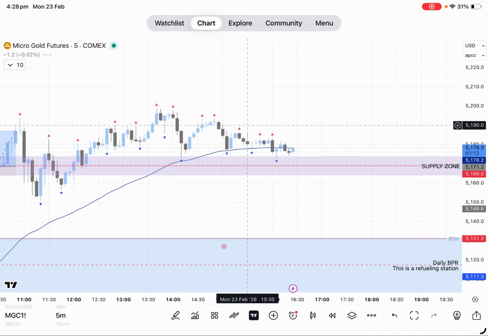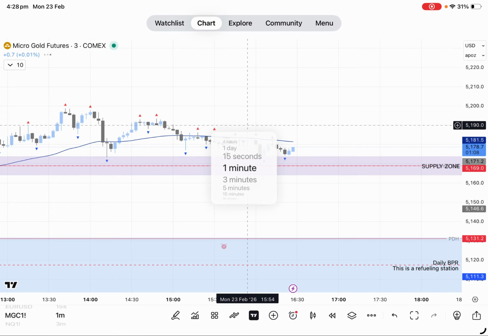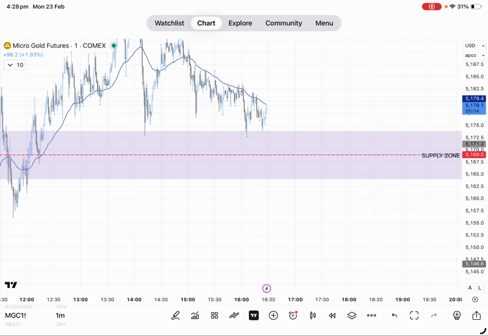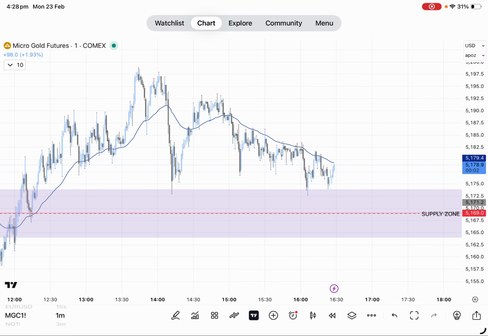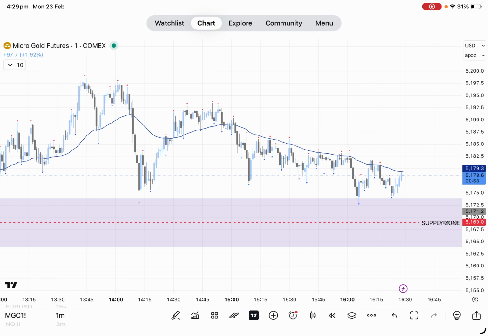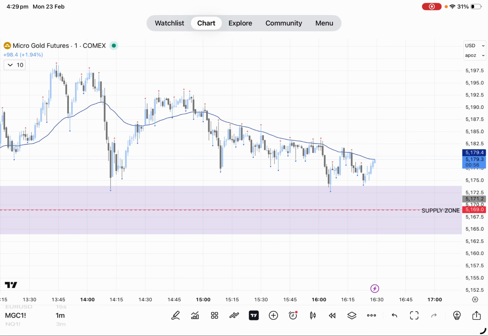I'm going to jump the 5-minute because I don't think we're going to add anything further there, and just go down now to the 1-minute and see what's happening on the 1-minute. So we can see more clearly now just how much price is really pushing away, really rejecting the top of that purple box that I've got.